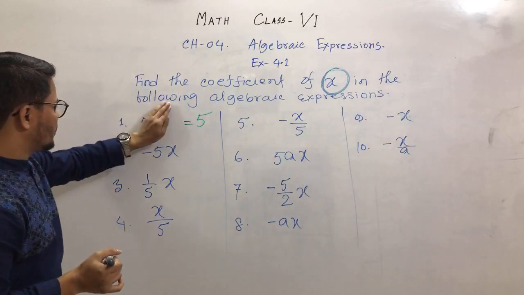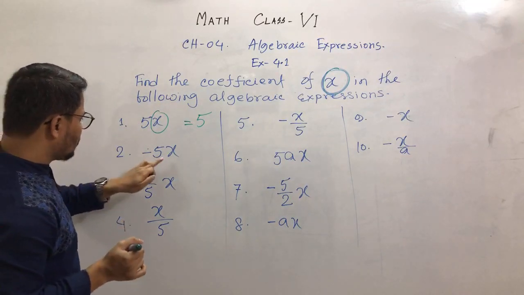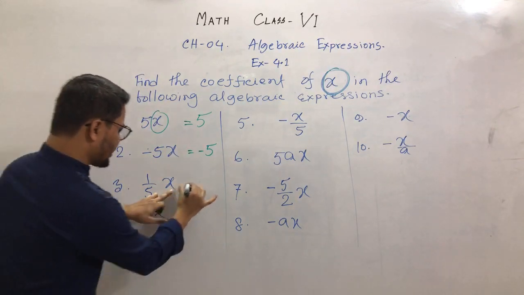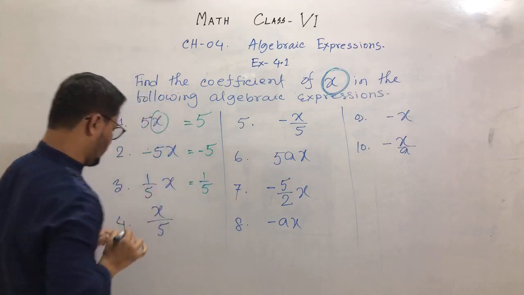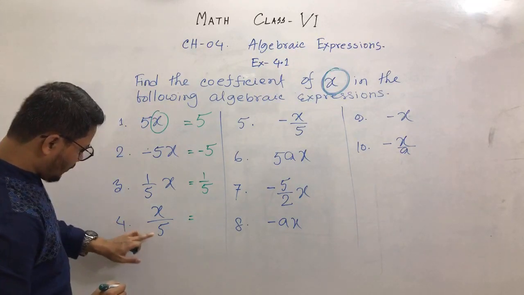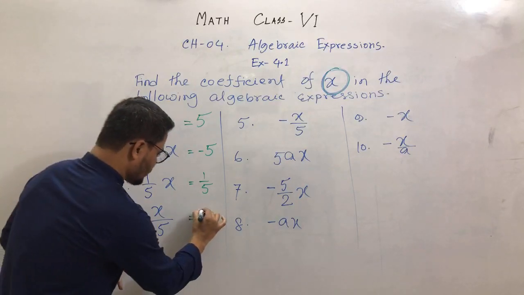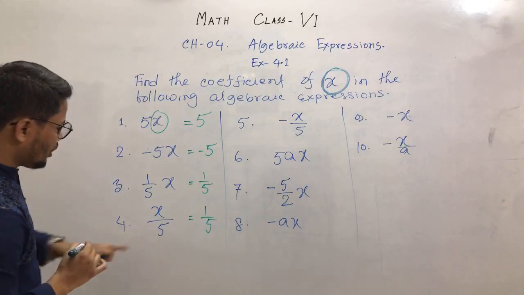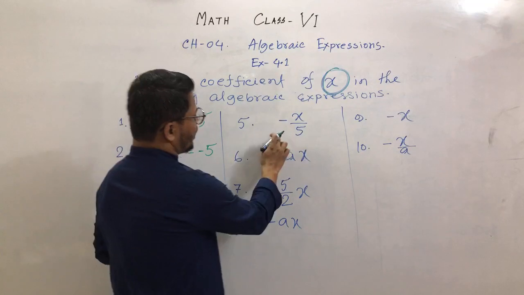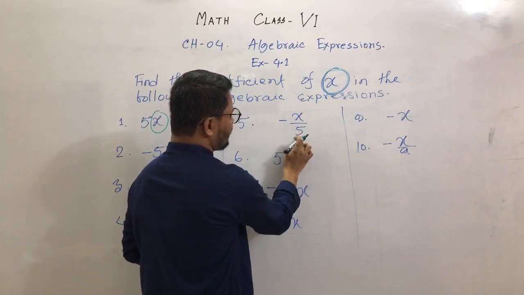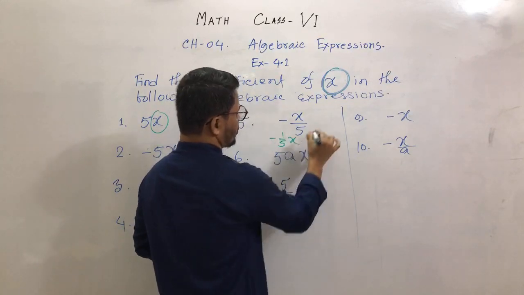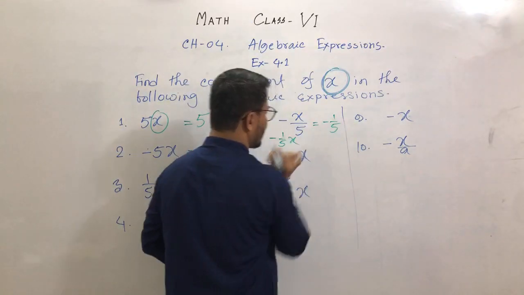If we hide here x, the remaining part is 5, the coefficient of x equals minus 5. The coefficient of x here is 1 by 5. This is also the same, the 5 is the denominator part, so this one will be 1 by 5, because we can convert this number as 1 by 5 times x. So here x by 5 indicates 1 by 5 times x. That's why the coefficient will be minus 1 by 5.